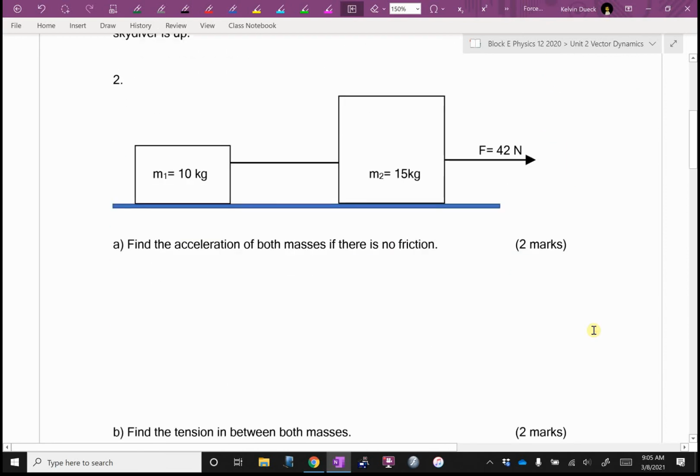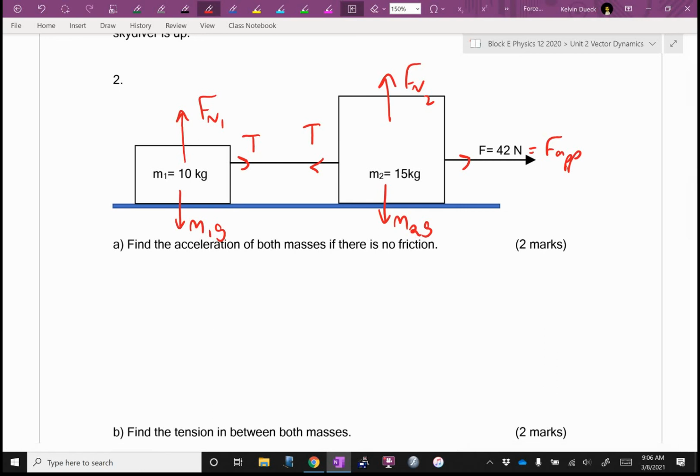Number 2, find the acceleration of both masses if there is no friction. This is a job for a free body diagram. I'm going to have M1G, normal force number 1, tension, M2G, normal force number 2, tension, and I'll make a little note. I'll call that F applied, and I'll label it just so I don't forget about it because dumber things have happened in my brain.